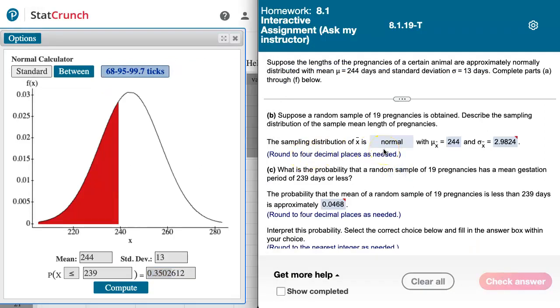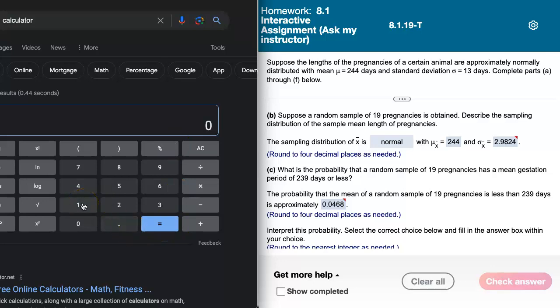To describe the sampling distribution of X bar, we will first say that it's normal with a sample mean that is equal to the population mean, so we'll just keep that as 244. For the standard deviation of the sampling distribution, we'll need to take the standard deviation, which was 13, and divide that by the square root of the sample size, which in this case is 19. We'll bring up a calculator and do that really quick. I've just Googled calculator, and I'm typing in 13 divided by the square root of 19. And that's how we arrive at this standard deviation for the sampling distribution.